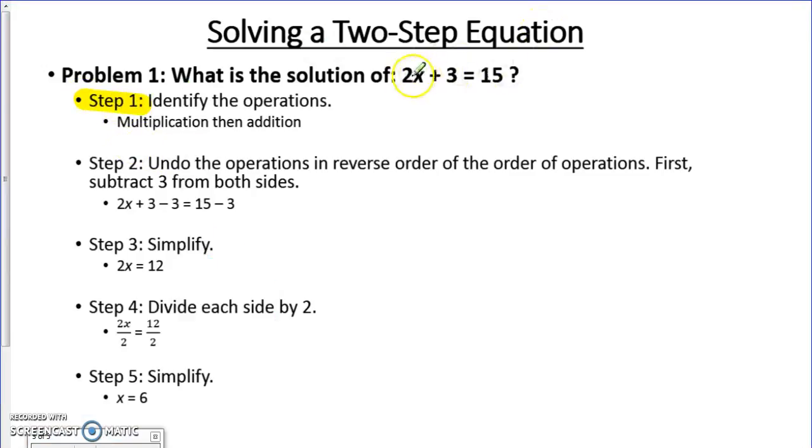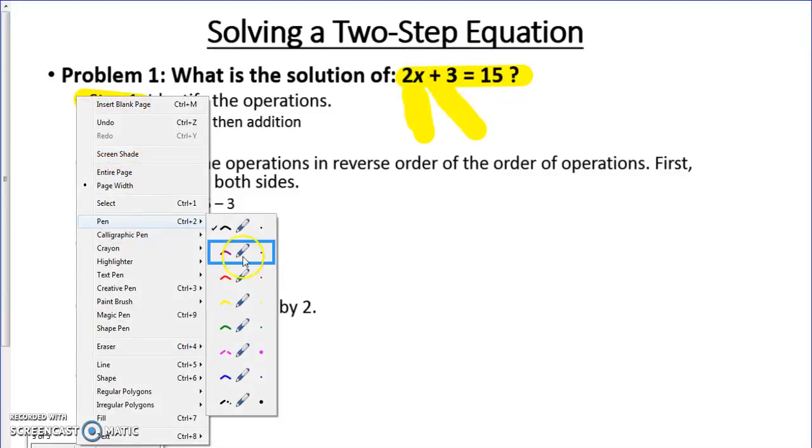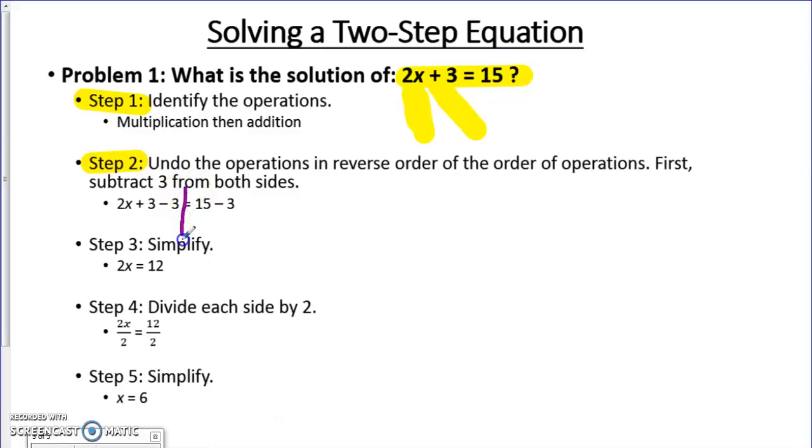In 2x plus 3, we are multiplying first, that's 2 times x, and then we're adding 3. So I multiply, then I add. In step 2, to undo the operations in reverse order, we first subtract 3 from both sides. We said multiply, then add, so you undo in the reverse order, the inverse operation. We subtract 3 first because it has no variable next to it. Remember, draw your line where the equal sign is, because whatever you do to the left-hand side, you do to the right-hand side.